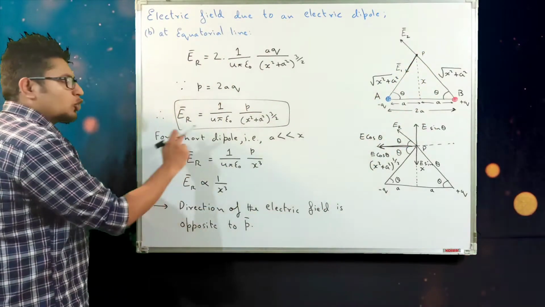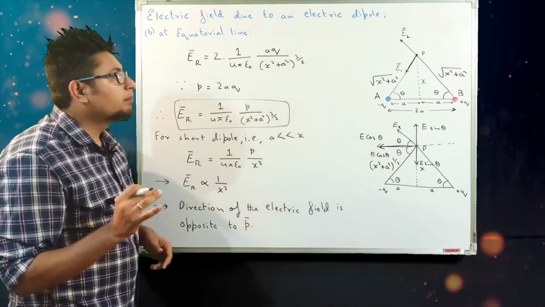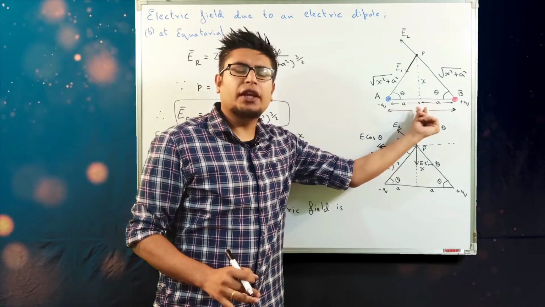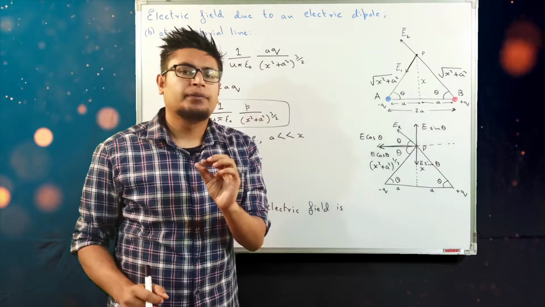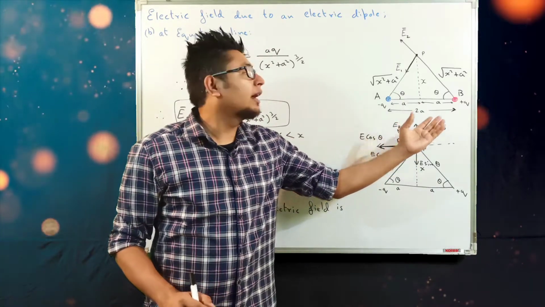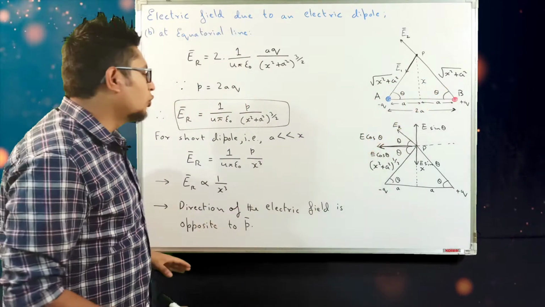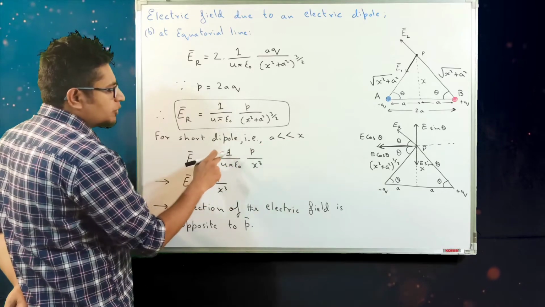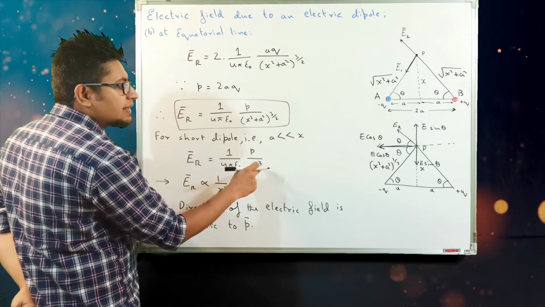Also, for a short dipole, that is A very less than x, means this distance is so small, they are very close to each other, almost like a point. Then I can neglect A and I just take this distance as x. I can only consider x, neglecting A. Therefore, the equation becomes 1 divided by 4 pi epsilon naught P divided by x cube.